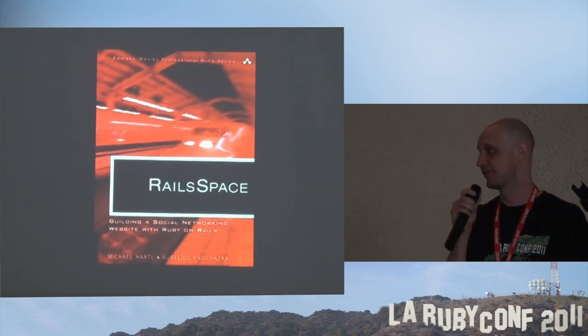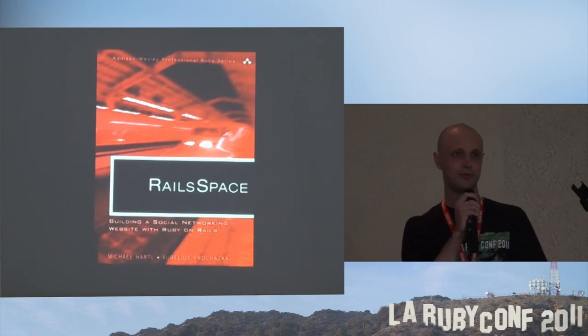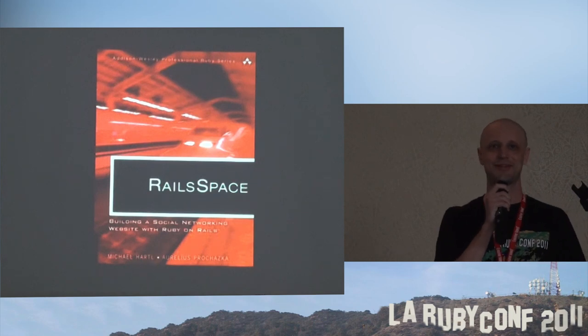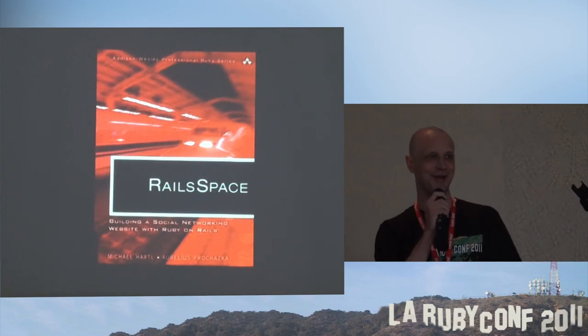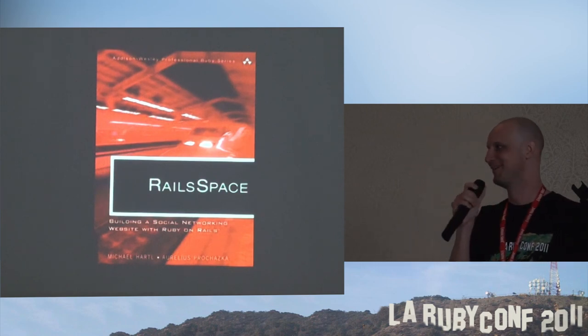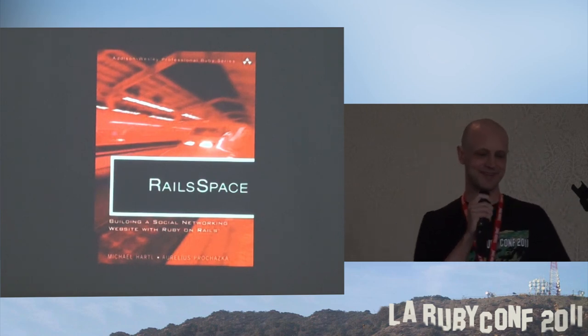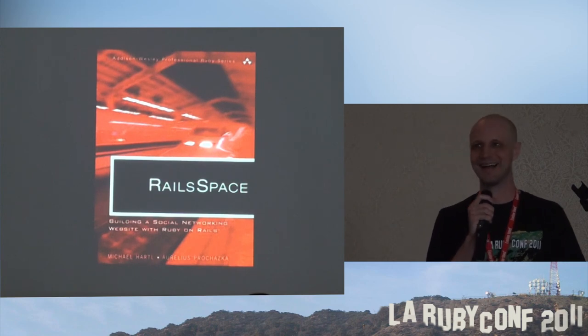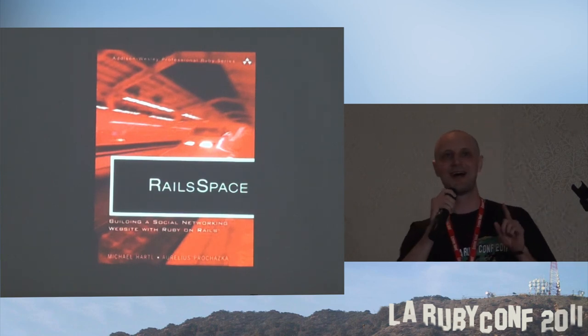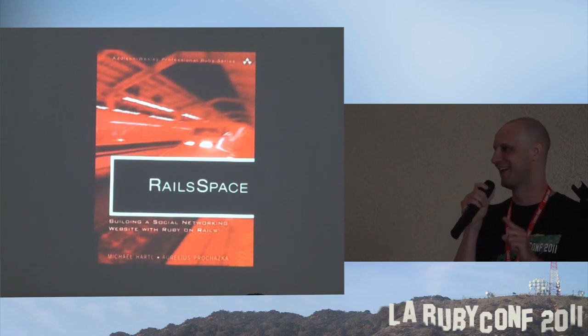Now, the publisher wanted to call this book Ruby on Rails Tutorial, which I thought, this is such a boring, stupid name for a book. Why would you want to call it something so lame? So I talked them into naming it Railspace. So that's my fault. But I'm going to atone for that mistake.